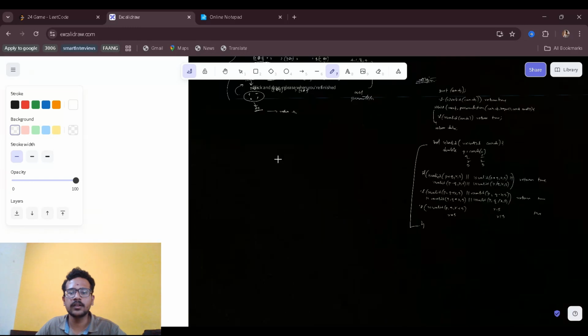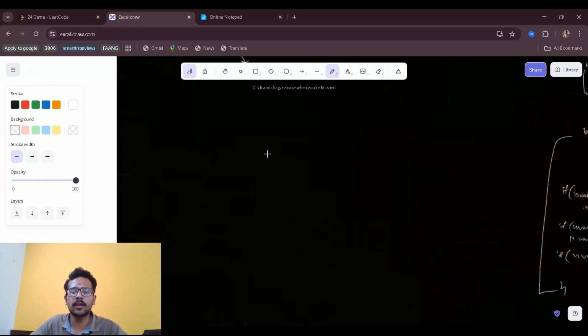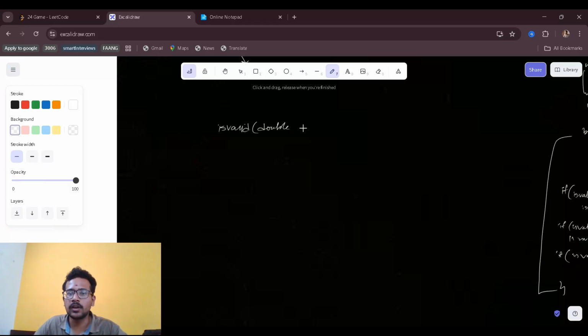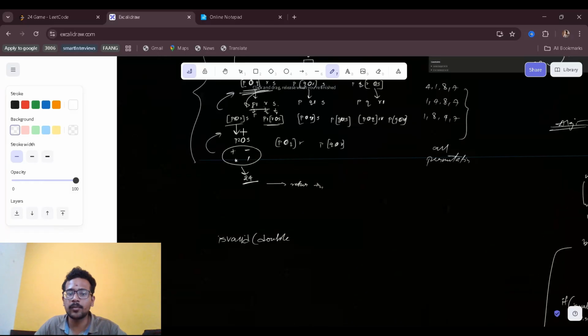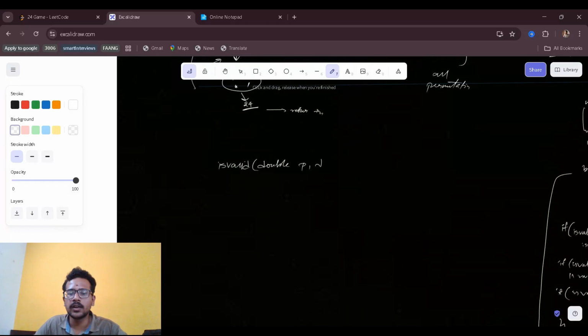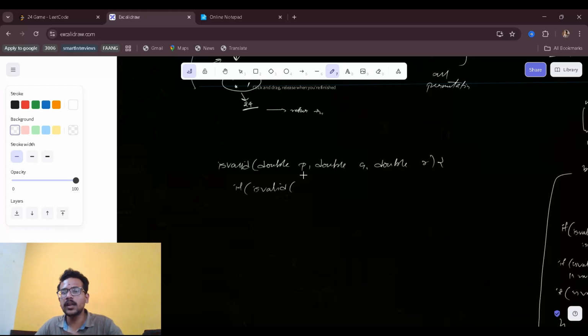First thing, wait a second. So here I am having the second isValid function. Now, what are the things I got? Double. First I got only three elements, p, q, r. That's what I told you. Double p, double q, double r, right? So what I just sent, I just sent with isValid, another isValid function with only two elements.